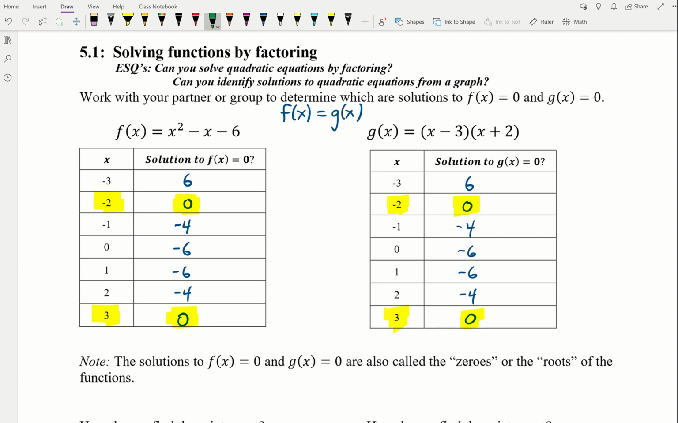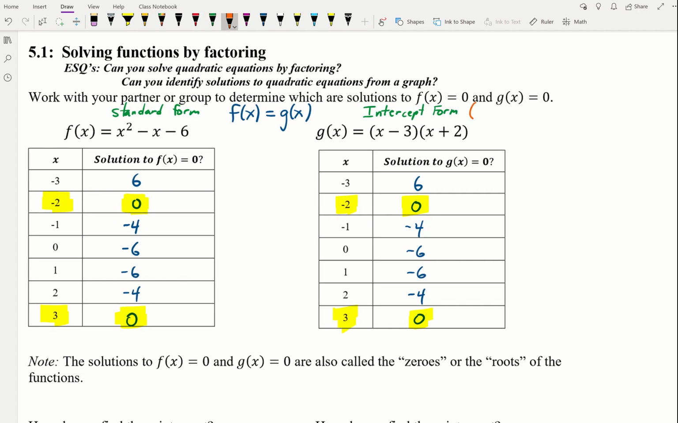Now, you may remember from chapter 4, this is referred to as standard form, and this would be referred to as intercept form. Now, I personally also like to refer to intercept form as factored form, because that's really what it is. It's standard form that has been factored out. So if you think back to how would you factor this equation, these are the factors that you should come up with, which again tells us what those solutions are.